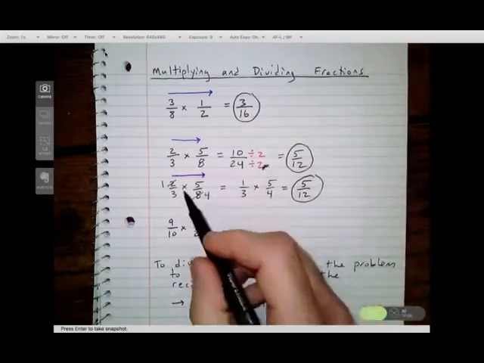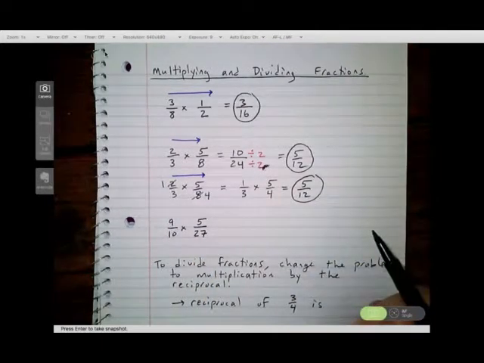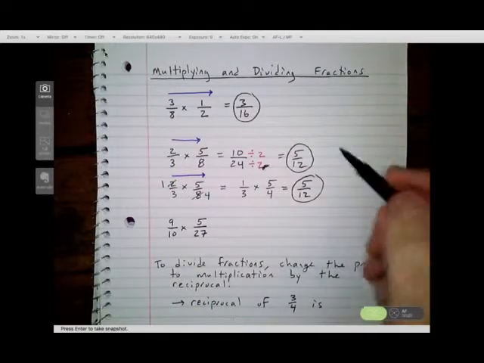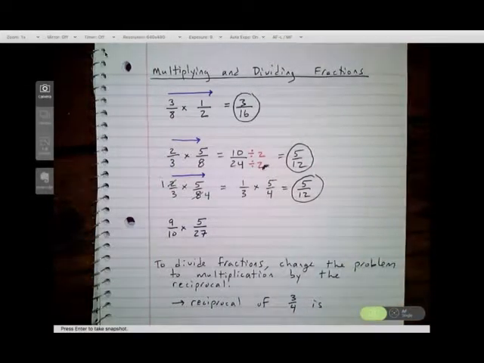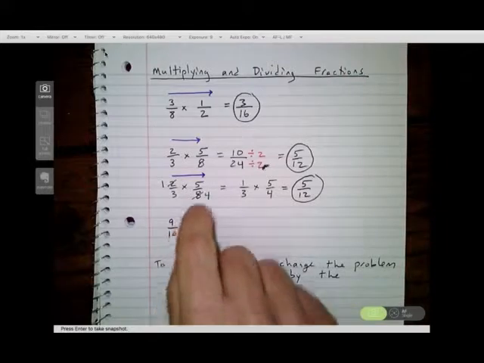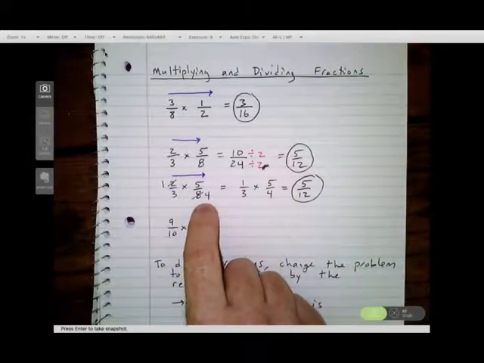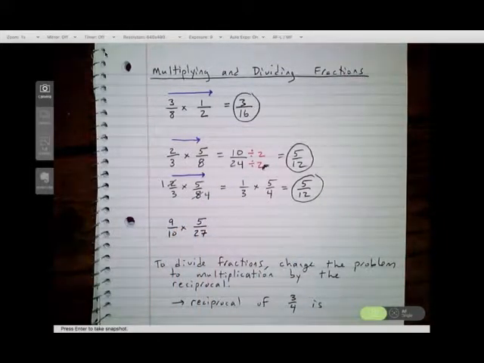So to me, cross-canceling is the way I do it. It's quicker. I don't like reducing at the end. Either way works just fine. If you're comfortable canceling, I know it makes the problems a little messy, but if you're comfortable doing that, then cool, go for it. If not, then just multiply and then reduce it at the end.